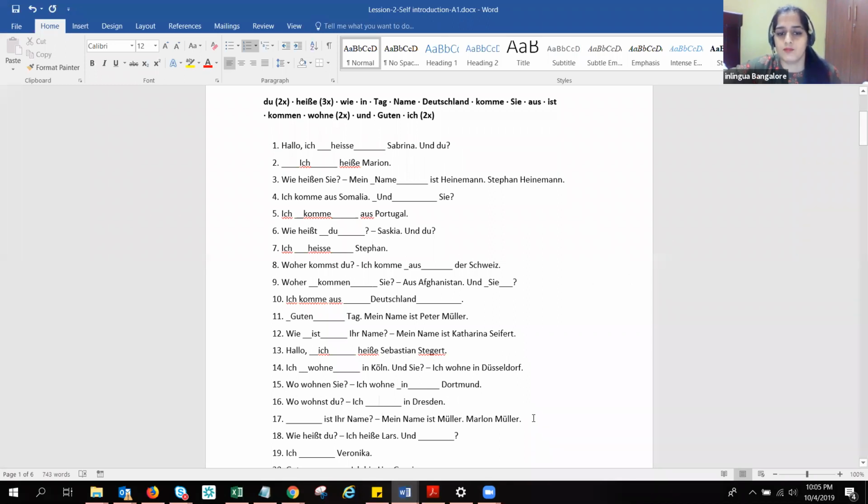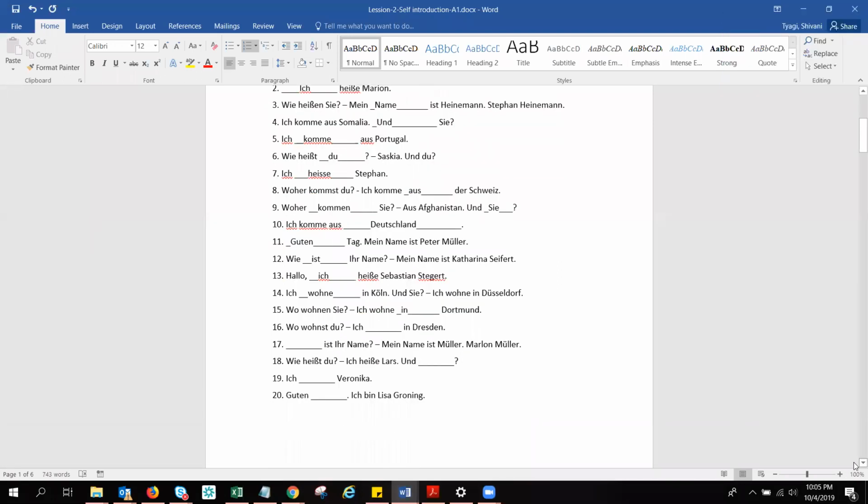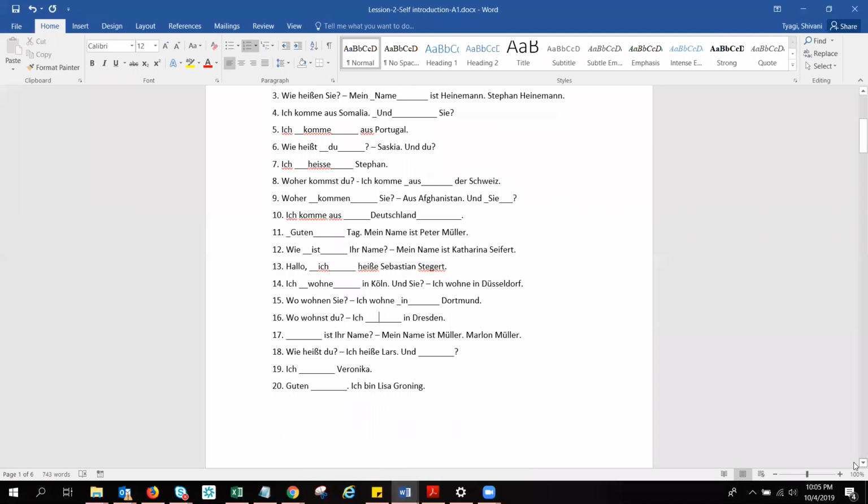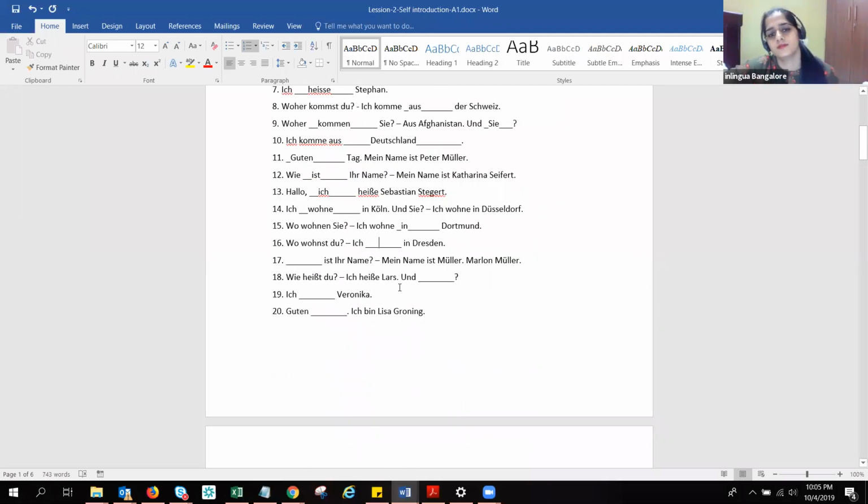Vedi, can you tell me what would be here in 16? Wo wohnst du? Ich wohne in Dresden. Great. Very good. So, as I have told you, according to the question, we have to change the answer pronoun, and according to the pronoun, we have to change the verb ending. And you get it. So, if somebody is asking, wo wohnst du? Where do you live? Ich wohne in Dresden. So the verb ending will be changed according to the pronoun, according to the subject.